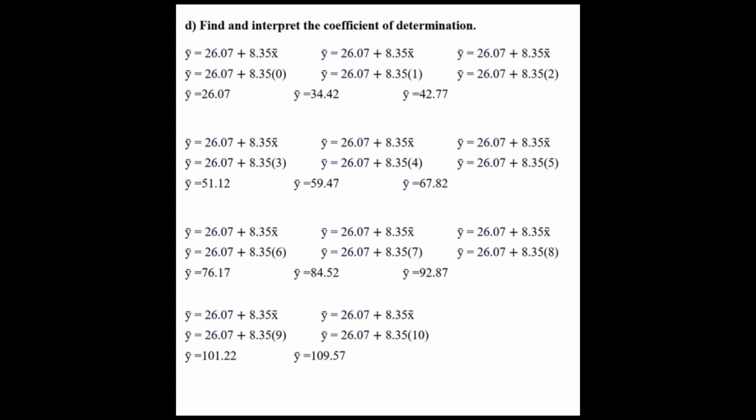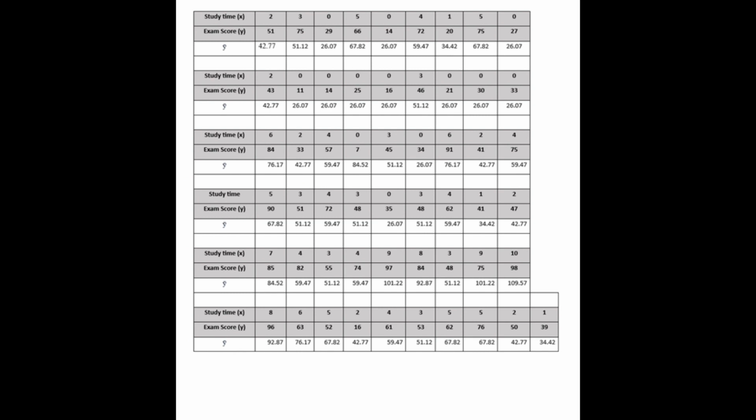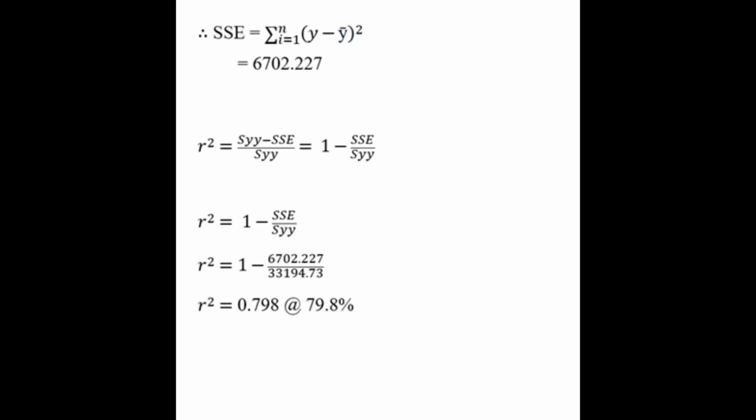Last is to find the coefficient of determination. With the correct tables, we found the sample mean of Y. Our SSE is 6702.227. To find the coefficient, use the formula R squared equals SYY minus SSE divided by SYY. So the final answer is 79.8%.